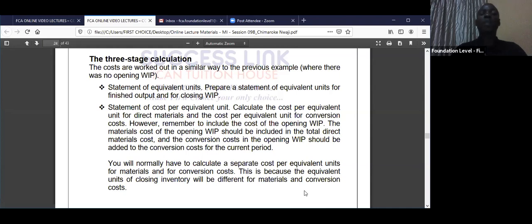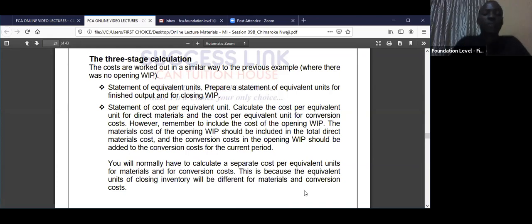However, we should remember to include the cost of the opening work in progress. So when we are calculating equivalent cost, we should remember to include the cost of opening work in progress. The material cost of the opening work in progress should be included in the total direct material cost, and the conversion cost in the opening work in progress should be added to the conversion cost for the period. That's it. The previous period material cost is still hanging, we include it in this period.